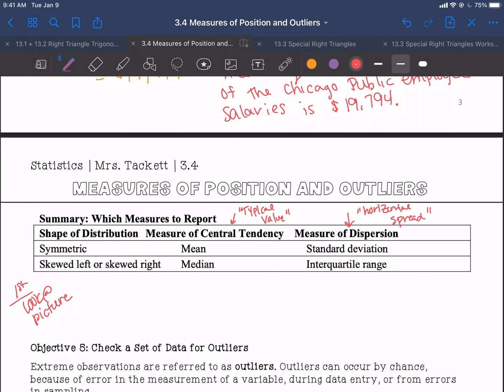If you're working with data that's skewed left or skewed right, you want to use the median and the interquartile range. So if you happen to be comparing two symmetrical sets of data, use the mean and the standard deviation. If you are comparing two skewed sets of data, use the median and the interquartile range. If you are comparing a symmetrical set of data to skewed data, you would want to use the median and interquartile range. So only use the mean and the standard deviation to describe the data when you're comparing symmetric data.